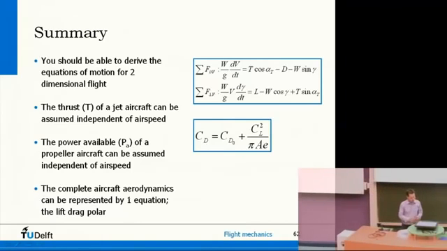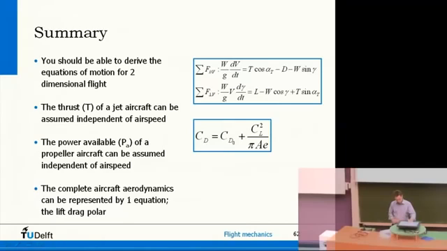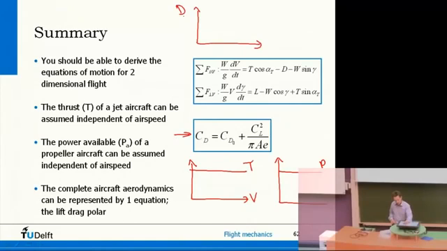So we can say, well, thrust of a jet aircraft as a function of airspeed is more or less constant. And we can say basically the power of a propeller aircraft is more or less constant. And we have now an equation for the aerodynamics, which told us that aerodynamic drag as a function of airspeed looks more or less like that. So that's all we now need to start solving actual questions.